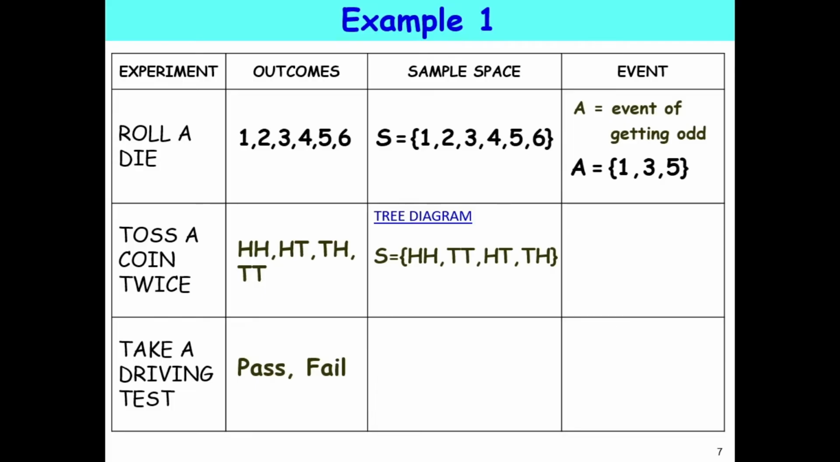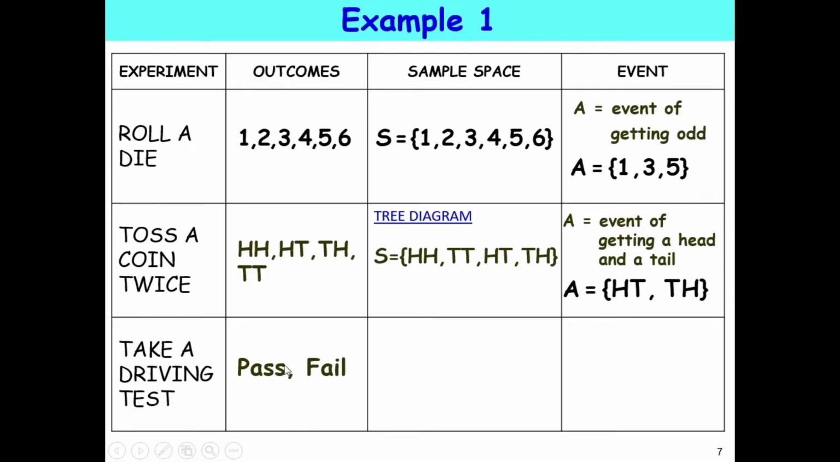Now, let's take an event from the sample space. For example, the event of getting a head and a tail. From the four outcomes, you can see the head and tail is the third outcome and the fourth outcome. So there are two outcomes for the event of getting a head and a tail.